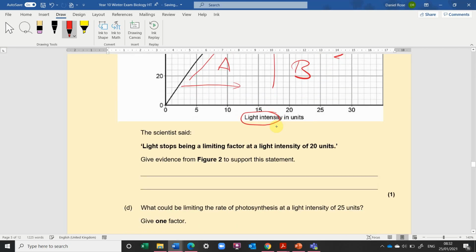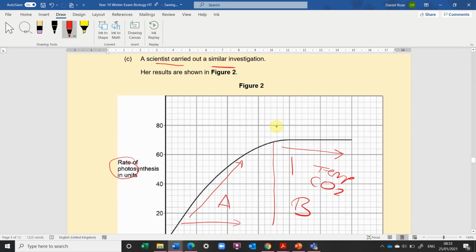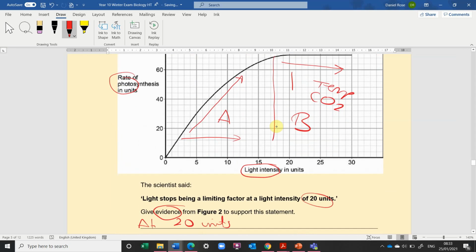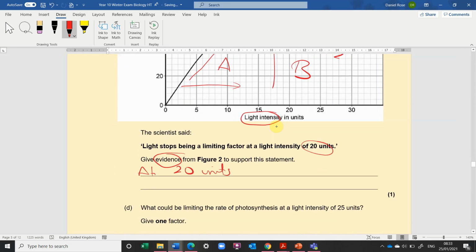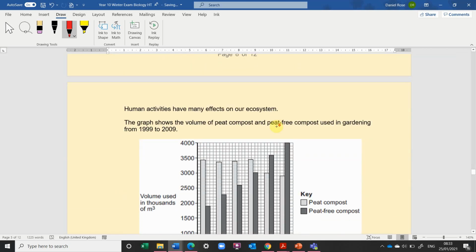So it says the scientist says light stops being a limiting factor at a light intensity of 20 units. Give evidence from figure 2 to support this statement. You needed to say at 20 units. That's where people drop marks. They didn't say from this point on, but from this point on you can see that there's no increase in photosynthesis with an increase in light intensity. Most people did alright on that, but not everyone said 20 units and so dropped marks. What could be the limiting factor at 25 units? We've said it already, carbon dioxide or temperature.